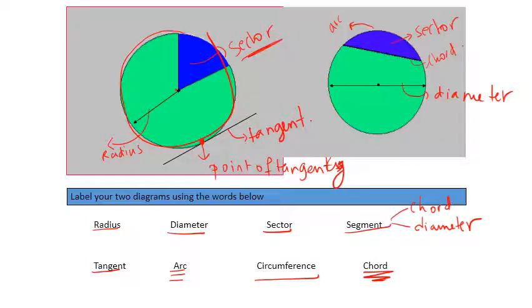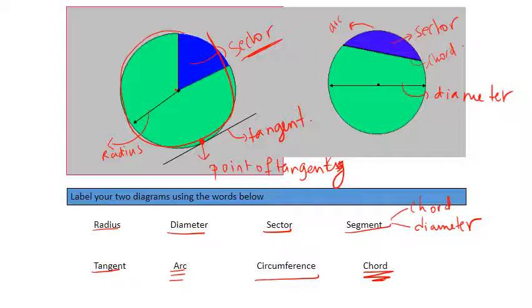Now let us label this diagram using the words below. Let us search first for a radius. It's very obvious that this is the radius because the radius starts from the center to any point on the circumference. The diameter is a full 2 radii together, 2 straight radii together, so this is the diameter. So the diameter is a segment that passes through the center and cuts the circle at 2 points.